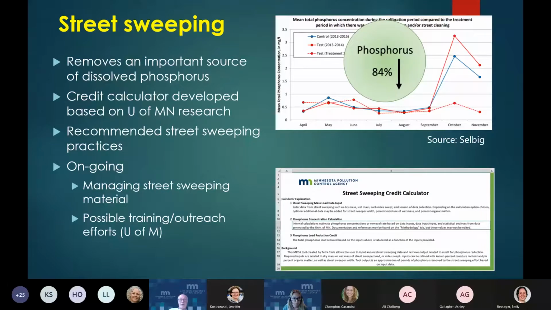The major source of dissolved phosphorus is organic material. And so we've been finding, or I should say researchers like Bill Selbig in Wisconsin have been finding that if you sweep your streets in July, it's not going to do much for you. But if you sweep them during leaf drop, it could really go a long way towards removing a lot of organic debris, which is the primary source of this dissolved phosphorus that I've been talking about. So we have worked with the researchers again, Sarah Hobby and others at the University of Minnesota.